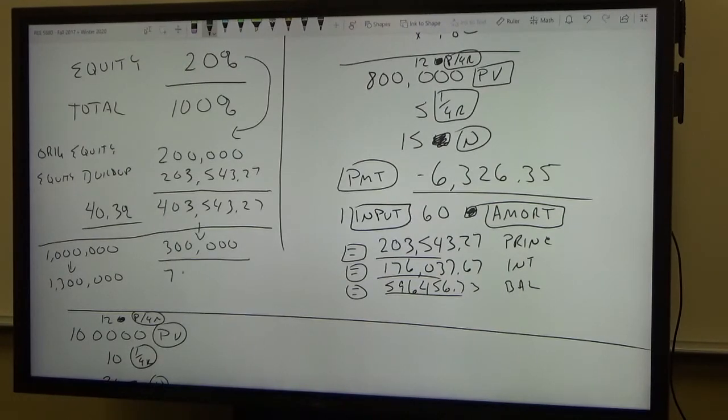So now we have $703,543.27 in equity. Now granted, this 300,000 is sort of phantom equity in the sense that we haven't cashed out of it. Does that make sense? Okay, so if we don't sell the property, we don't get it. Or if we don't refinance the property, we don't get it.